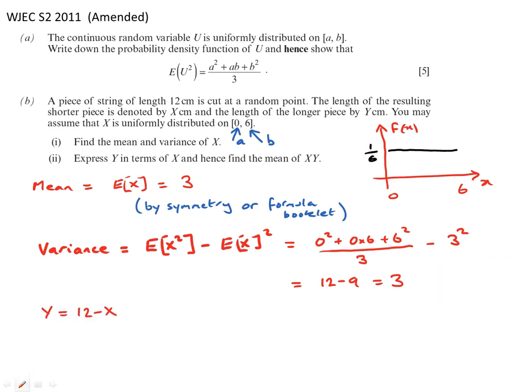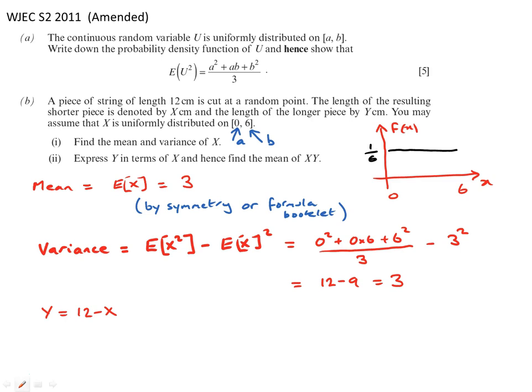Finally, we know that the longer piece together with the shorter piece must make 12 centimeters. So the longer piece must be 12 minus the length of the shorter piece. So we must have y equals 12 minus x.